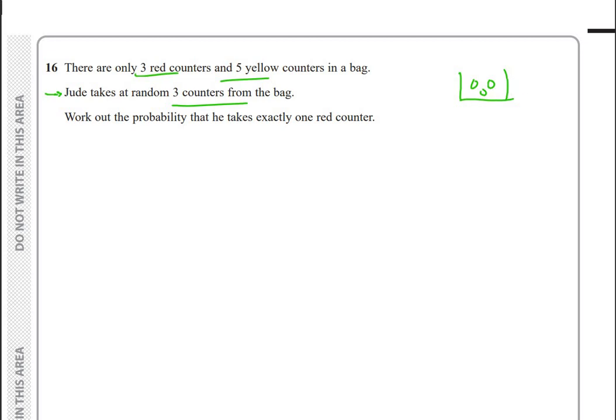however many he wants to take out of the bag. Or you could think of it as though he takes his first pick, and his second pick, and his third pick out, right? And it's usually better to work with this way of doing it rather than taking it all out at once, because then you can break it up into your first, second, and third pick and work out the probabilities of taking each counter separately. So, saying that, Jude takes at random 3 counters from the bag. Work out the probability that he takes exactly 1 red.